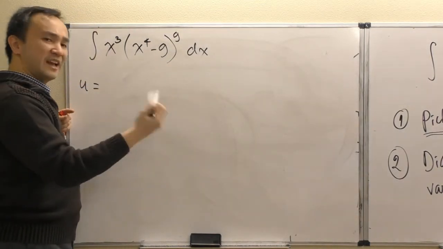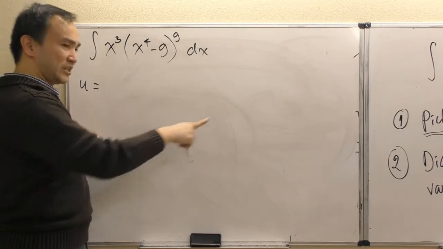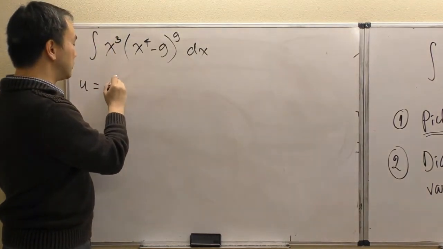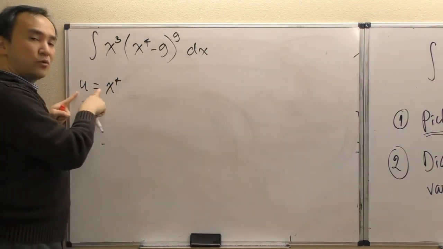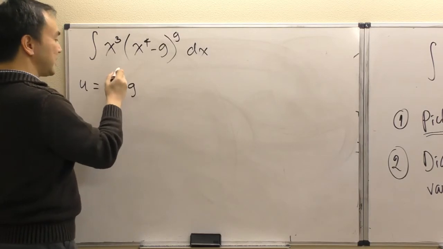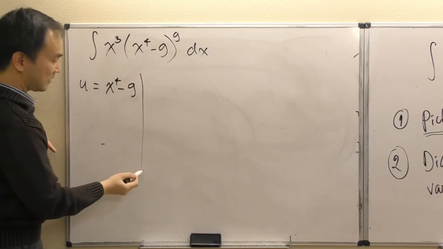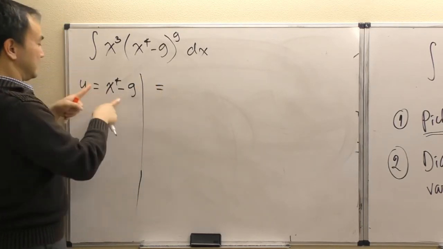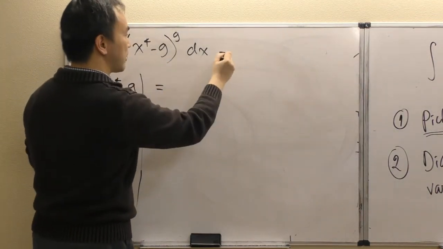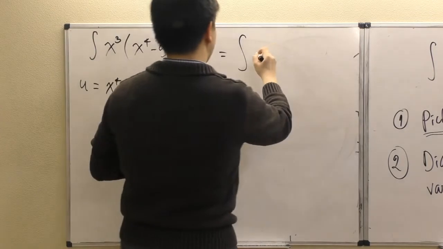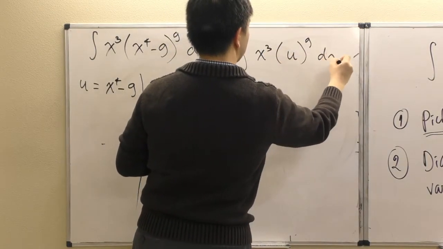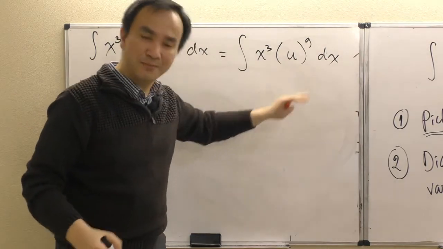Okay? And how do we know if it doesn't work? That's why we follow the later steps. So if I chose u equals x to the 4th minus 9, then immediately, let's set that aside for now. Immediately bringing this substitution back into the original problem, your problem becomes something like this: x cubed times u to the 9th times dx. You have seen this step in my earlier work.